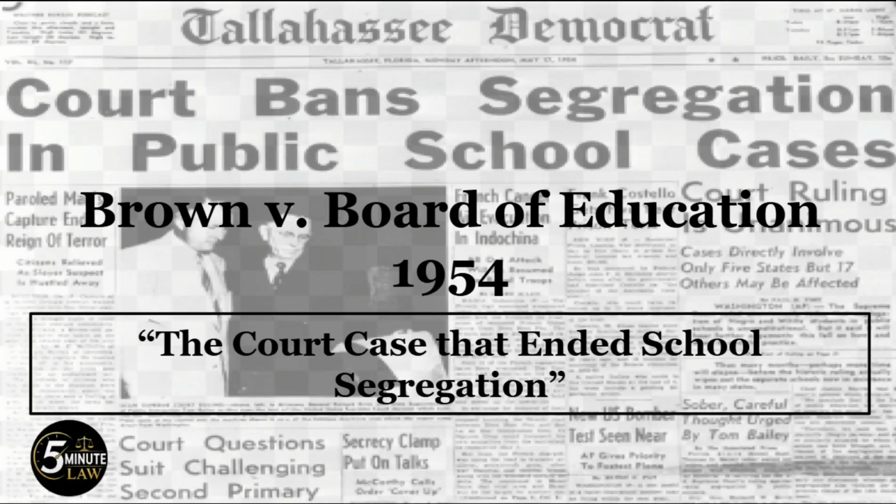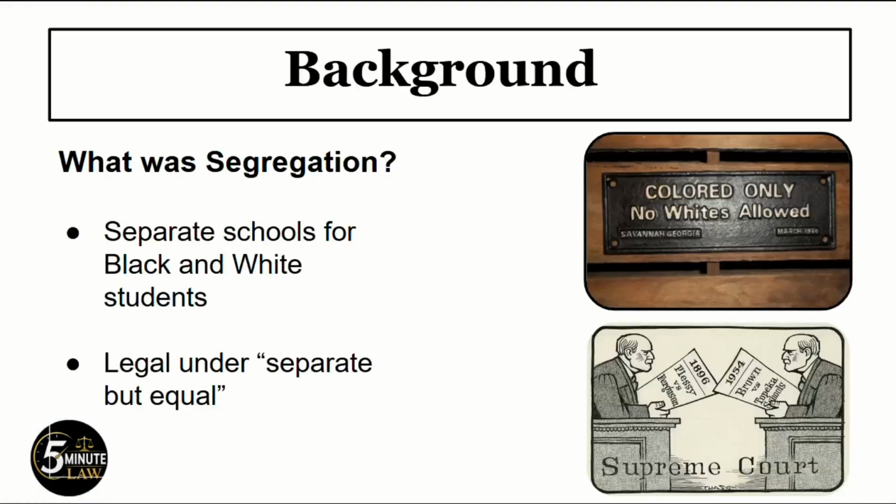In today's video, I will be talking about the Brown versus Board of Education case in 1954. To understand Brown v. Board of Education, we must first look at the legal system that allowed segregation to exist before Brown. Racial segregation was legal due to the Supreme Court's 1896 decision in Plessy v. Ferguson, which established the idea of separate but equal.